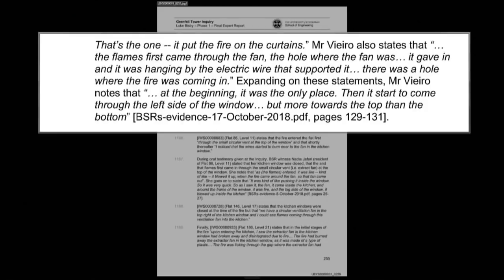If we go to the next page, please. I think he may have been the man whose curtains caught fire, but I can't be sure. That's the one, it put the curtains on fire. He states flames came through the fan holes where the fan was. It gave in, it was hanging by the electric wire that supported it. Yes, I mentioned this phenomenon earlier.